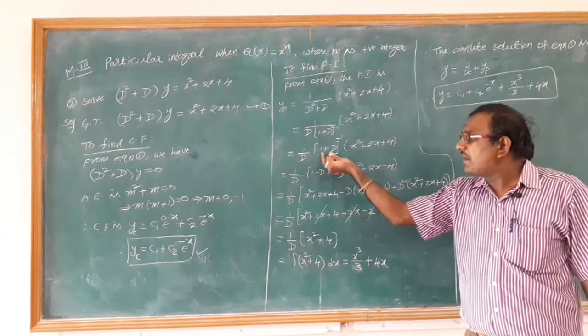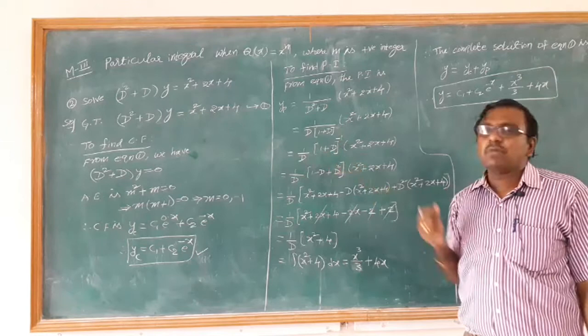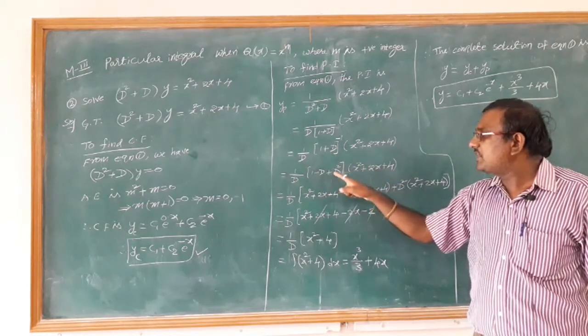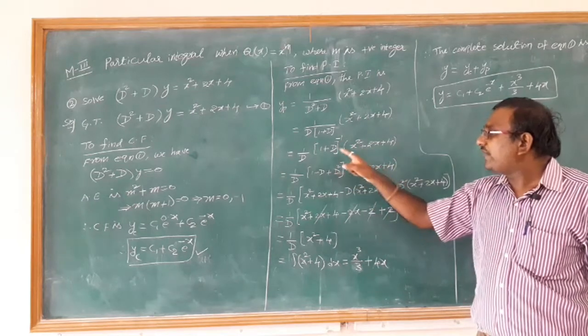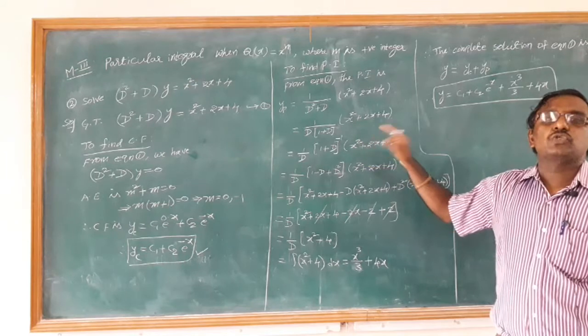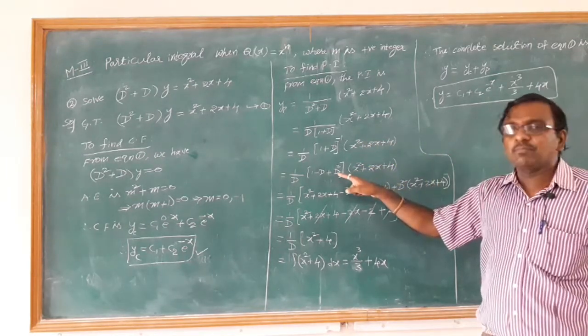Now it is in the form of (1 plus D) whole power minus 1. Expand this one by using the binomial theorem formula. What is the expansion of this one? 1 minus D plus D square. Why have I taken up to D square only? Here the highest power of x is 2. So that's why I have considered up to the term D square.